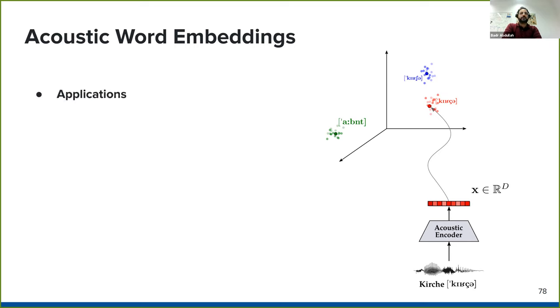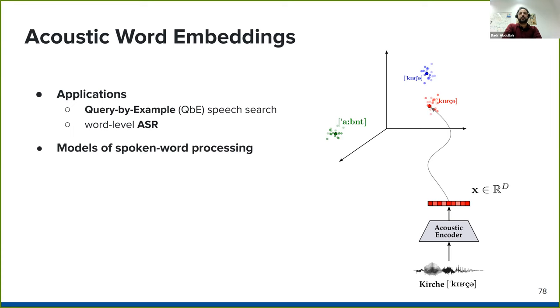The acoustic word embeddings are used in query by example speech search, a technology that's used when it's not possible to use automatic speech recognition, perhaps because the language does not have a writing system, or because we have a collection of colloquial speech that's not standardized, and it would be easier to search directly in the speech modality rather than the text modality. We can think of it as a word level ASR. But these models have recently been adopted as models of spoken word processing. The task that they simulate is the lexical access, or lexical processing.